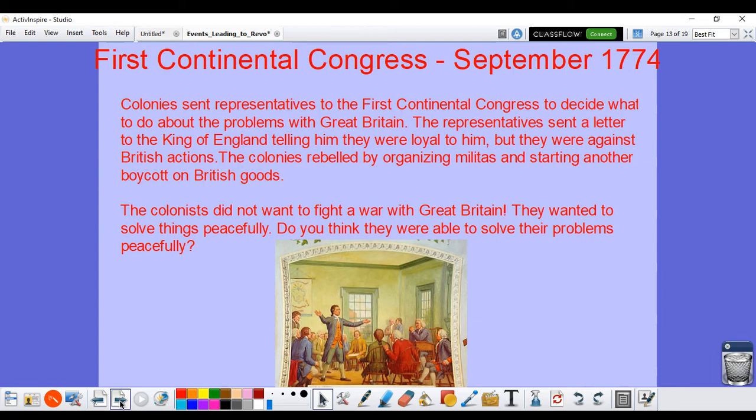The colonists did not want to go to war with England because, like we said, wars are expensive. But they were going to meet again to decide what was their next course of action if England was going to listen to what they were saying.